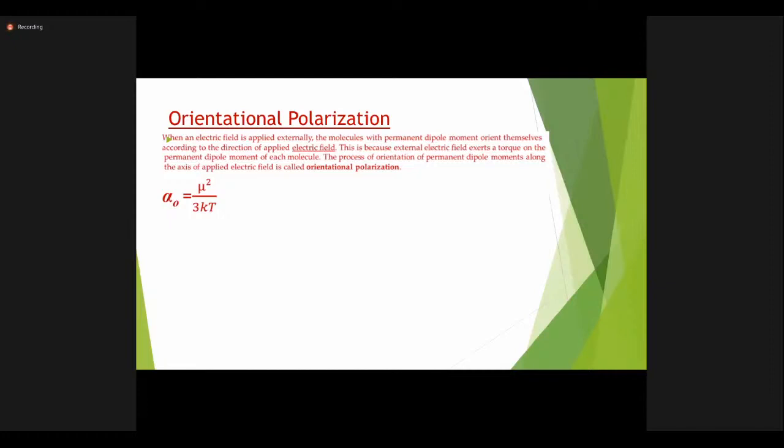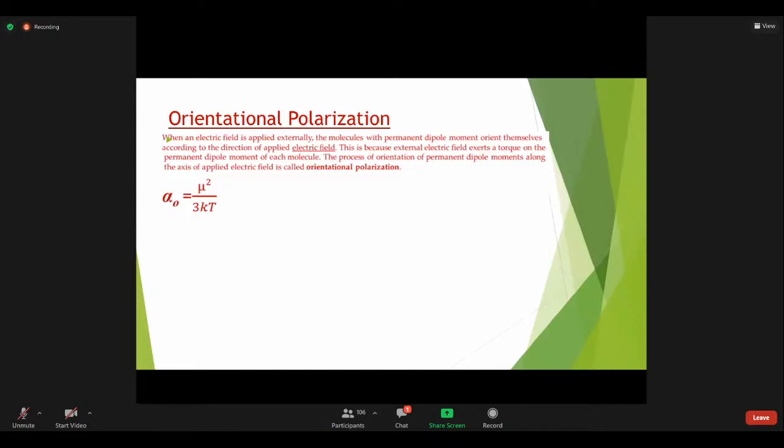The third kind of polarization is called orientational polarization, which is usually seen in some organic molecules like benzene or some neutral molecules also. For example, water also exhibits orientational polarization. It means separating the positive and negative charges in a molecule like benzene or water when the electric field is applied, and the process of separation is called orientational polarization. And this value is given by mu square by 3 kT. Mu is not a dipole moment here, but mu is the magnetic moment of the material.